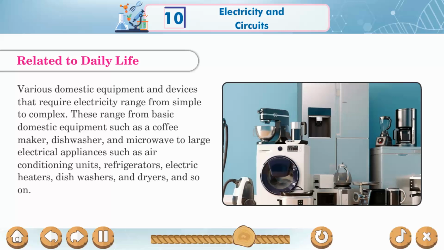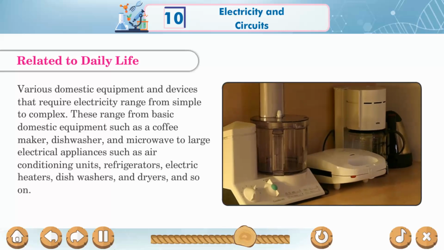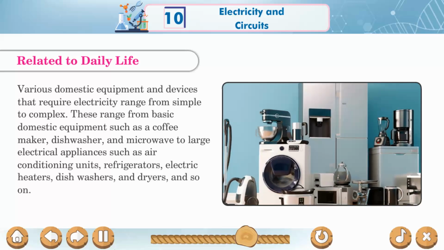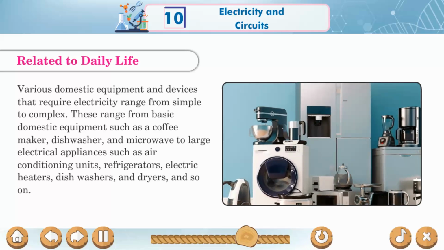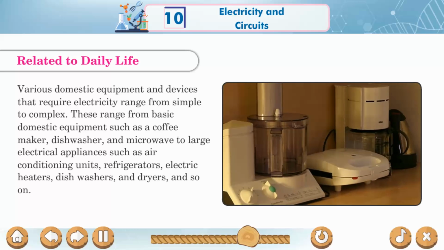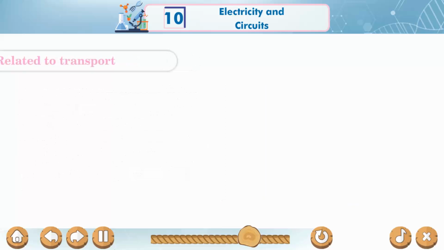Related to daily life. Various domestic equipment and devices that require electricity range from simple to complex. These range from basic domestic equipment such as a coffee maker, dishwasher and microwave to large electrical appliances such as air conditioning units, refrigerators, electric heaters, dishwashers and dryers and so on.